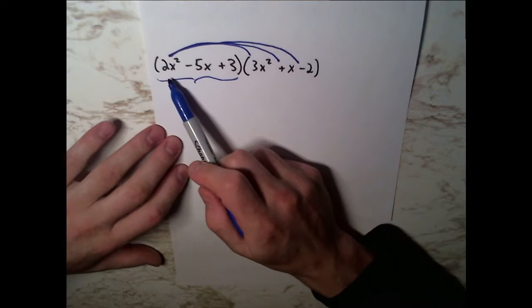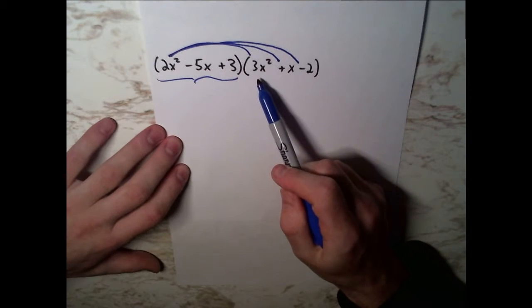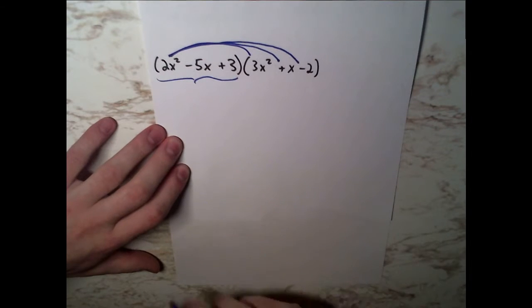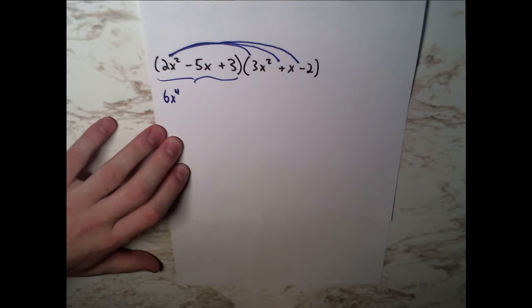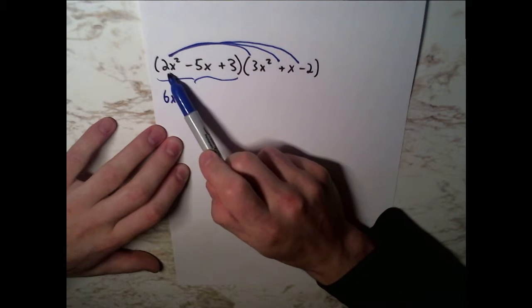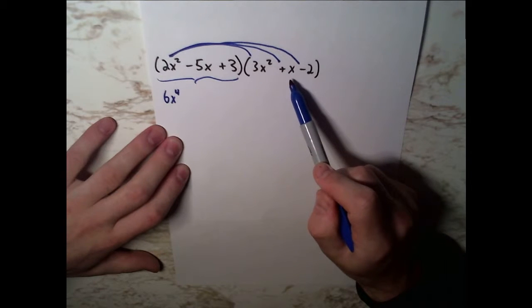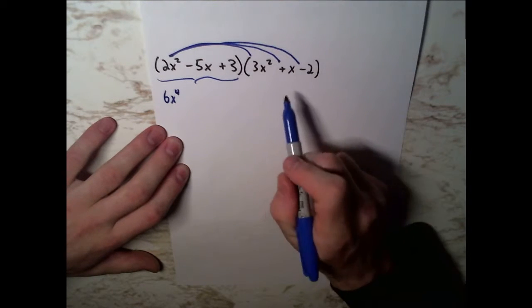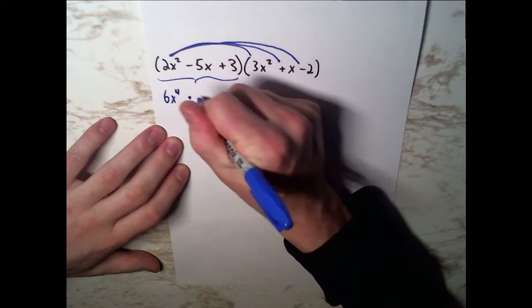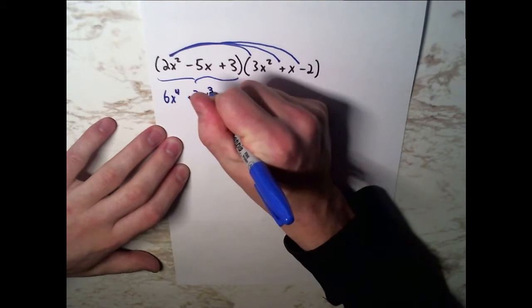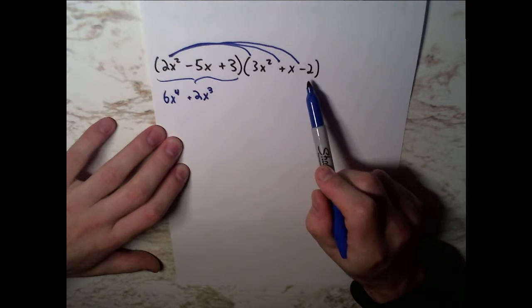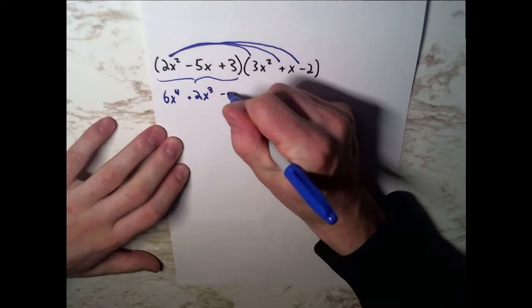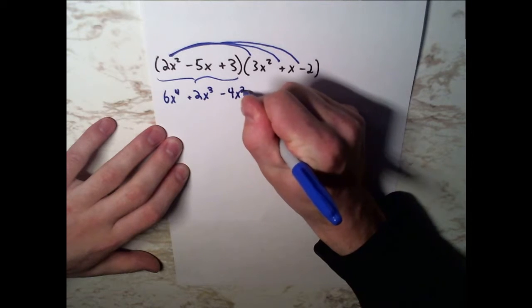We have 2x squared multiplied with 3x squared. That's going to give us 6x to the fourth. Then we have a 2x squared multiplied with a positive x, which gives us 2x cubed. And we have a 2x squared multiplied with a negative 2, which gives us negative 4x squared.